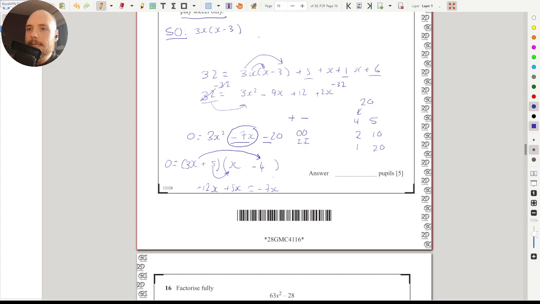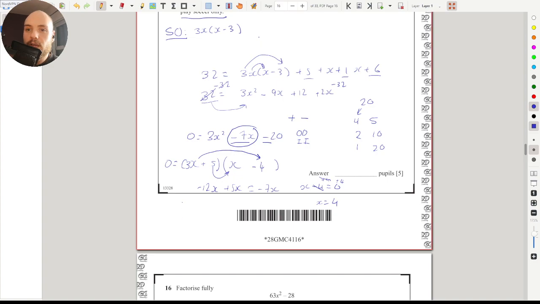Okay, so each bracket is equal to 0. I'm going to take the one that's going to give me a positive x value, which is this x minus 4. Again, each bracket is equal to 0, so x minus 4 is equal to 0. Since it has a minus sign, I'm going to have to add 4 to each side. This cancels the minus 4 on this side, and x is equal to 4.